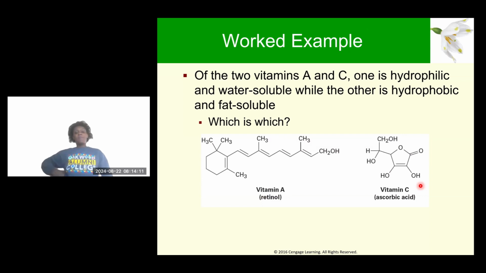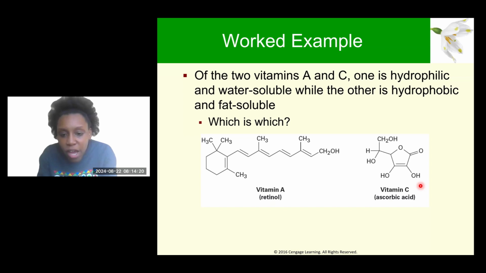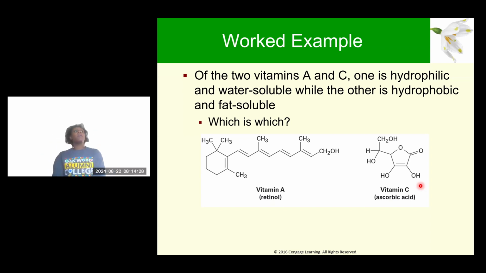All right, so here's a work example. This is actually where we're going to be ending our lecture. Of the two, vitamin A and C, one is hydrophilic and water soluble, and the other one is hydrophobic and fat soluble. Which is it? Can you guys look at the compound and realize which one is hydrophobic and which one is hydrophilic? Remember we talked about before that like likes like. So if something likes water, it's going to have something in it. And the one that does not like water is going to have something in it.